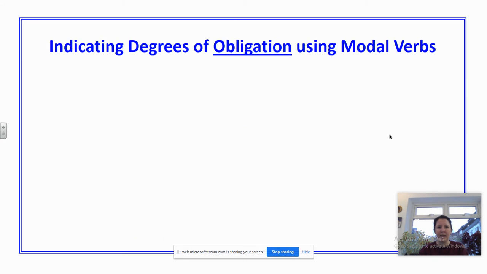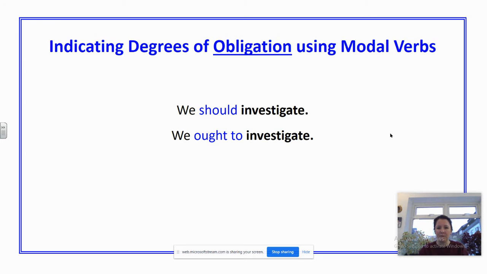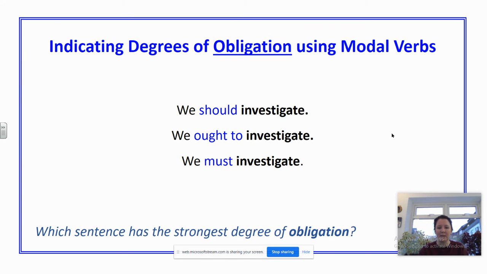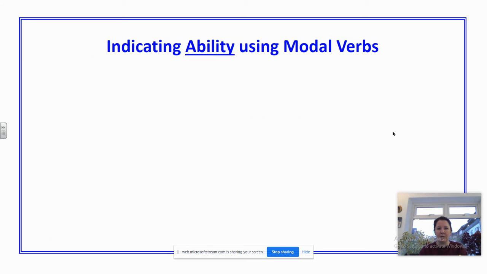Let's have a look at this when it indicates degrees of obligation using modal verbs. We should investigate. We ought to investigate. We must investigate. Which sentence is the strongest degree of obligation? Which one is saying that is definitely going to happen? We must investigate. All these blue words are modal verbs.